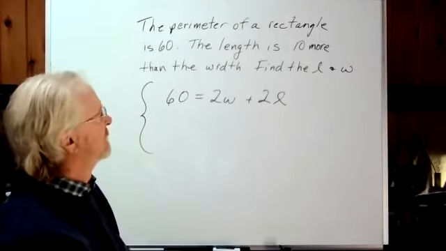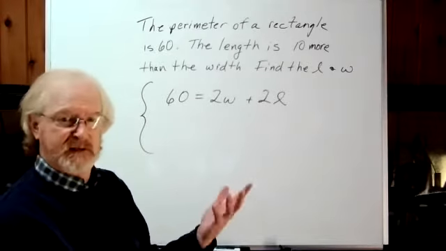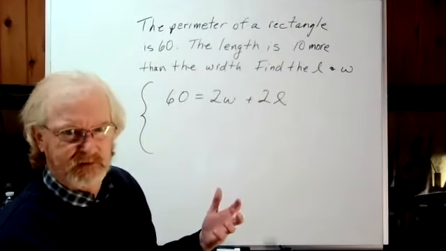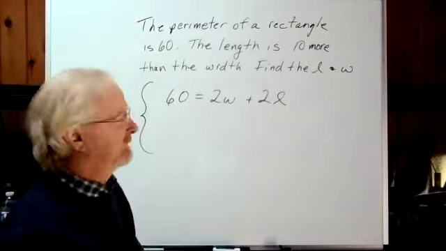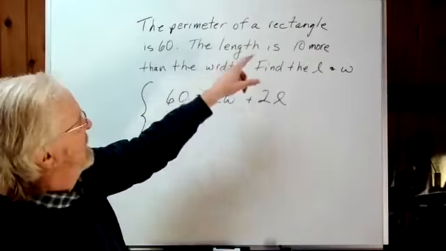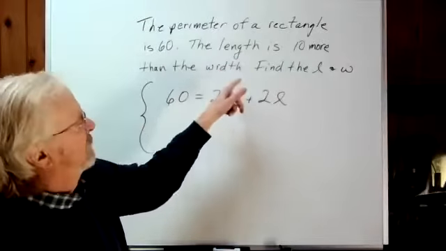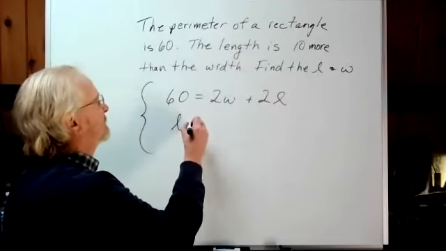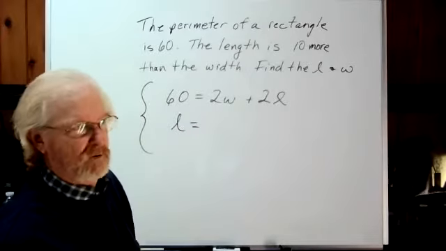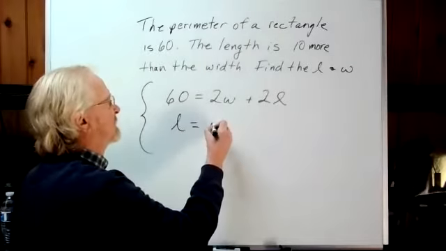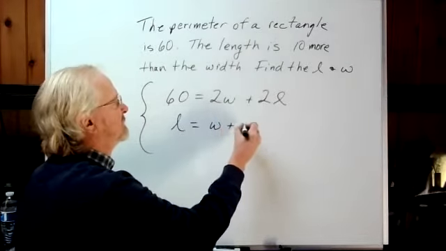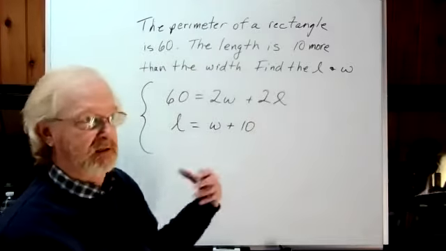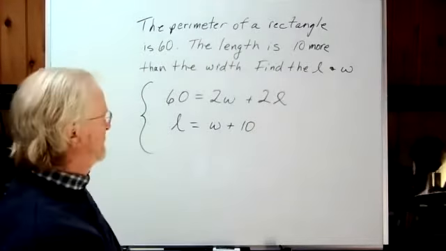All right. Now, the second equation is that relationship between length and width that earlier in the term we just plugged in right away. But here it says the length is 10 more than the width, right? So the length is width plus 10, or 10 plus W. If it was less, of course, it'd be W minus your number. The order matters for subtraction, right?